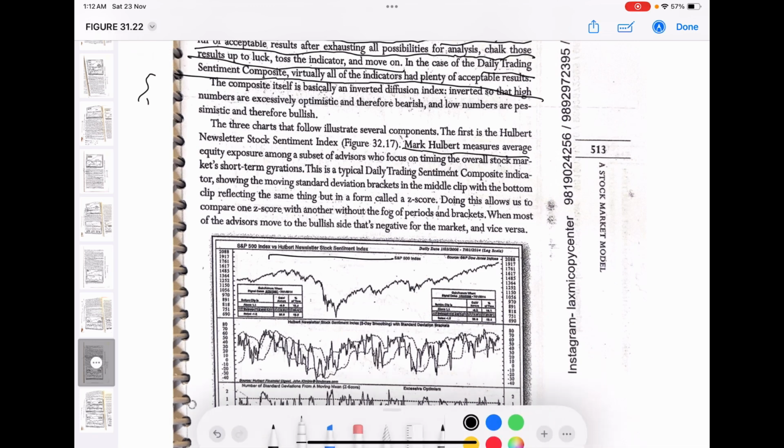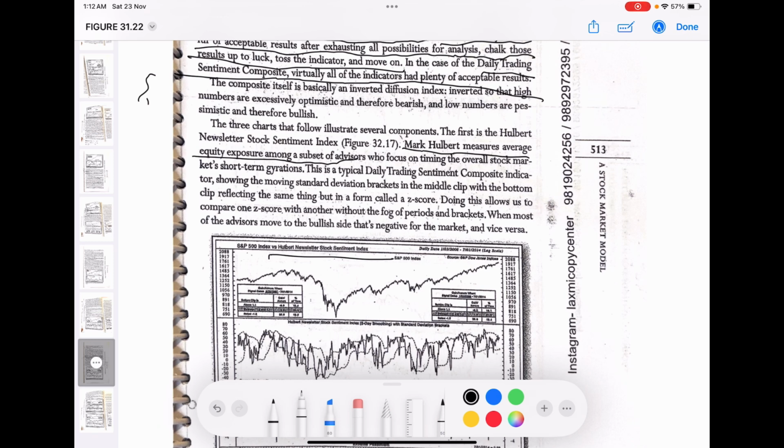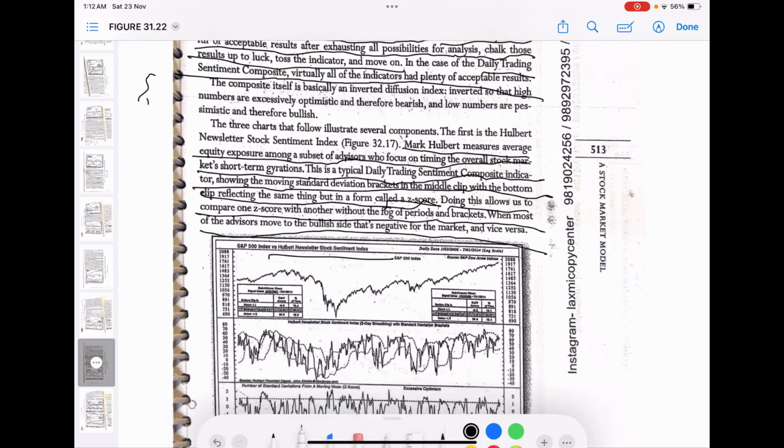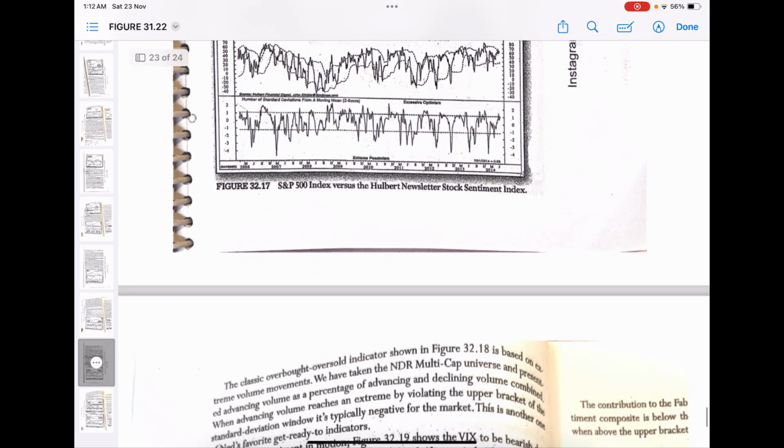Hulbert measures average equity exposure among a subset of advisors who focus on timing the overall stock market's short term gyrations. This is a type of daily trading sentiment composite indicator showing the moving standard deviation brackets in the middle clip, with the bottom clip reflecting the same thing but in a form called the Z score. Doing this allows us to compare one Z score with another without the fog of periods in brackets. When most of the advisors move to the bullish side, that's negative to the market, and vice versa.